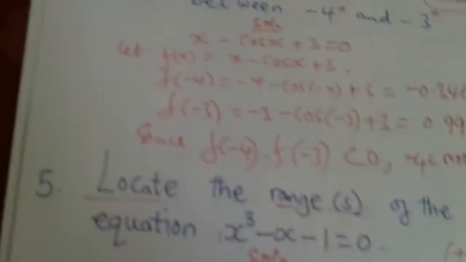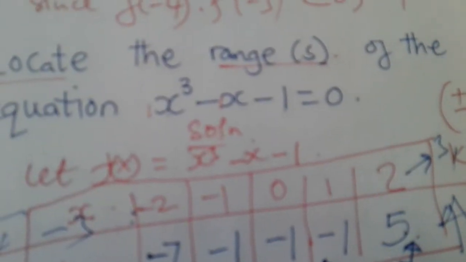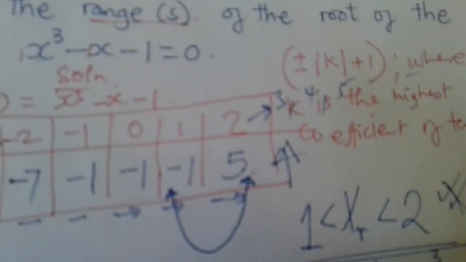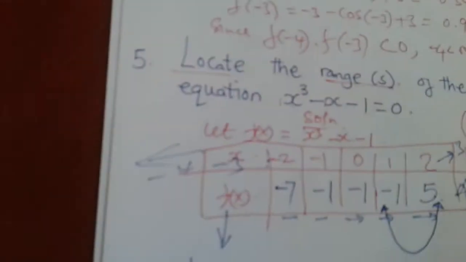It means that because of x cubed, we expect 3 roots, meaning that this will be the only real root in this range, and the others will not be real. So we have one range where the root lies.